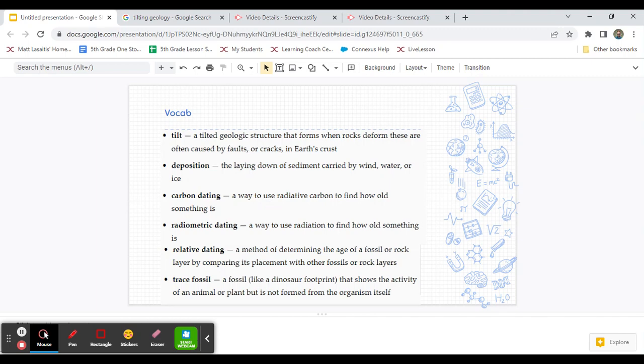And maybe I was wrong before when I said fold was the coolest one to see of a geologic structure. Maybe it's tilt. So, tilt is a tilted geologic structure that forms when rocks are pushed. They're often caused by faults or cracks in the Earth's crust. So, when two of those plates meet, sometimes they will form a tilt in the surface. And it looks something like this.